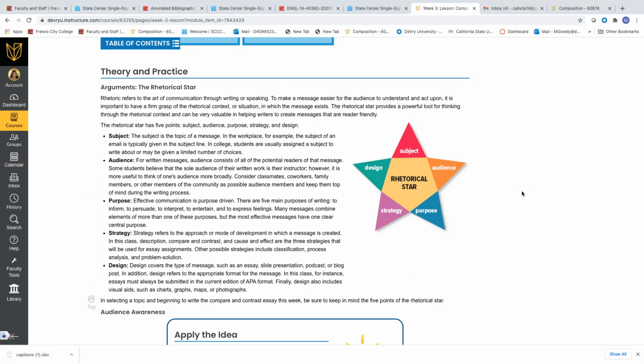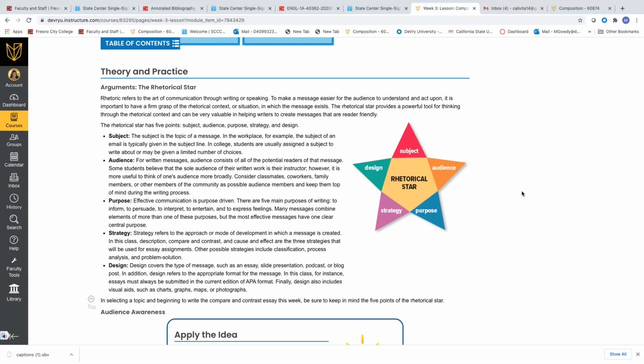So your audience. For written messages, audience consists of all of the potential readers of that message, not just your instructor. Some students think that the instructor is the audience. The instructor is the audience, but let's look at it in a broader sense where we consider classmates, co-workers, family members, or other members of the community as possible audience members, and keep them on the top of your mind during the writing process. So don't just focus on the instructor, focus on the entire community of readers.